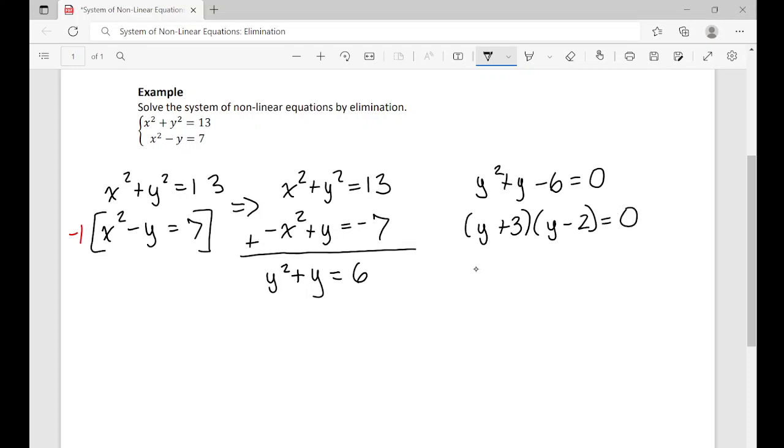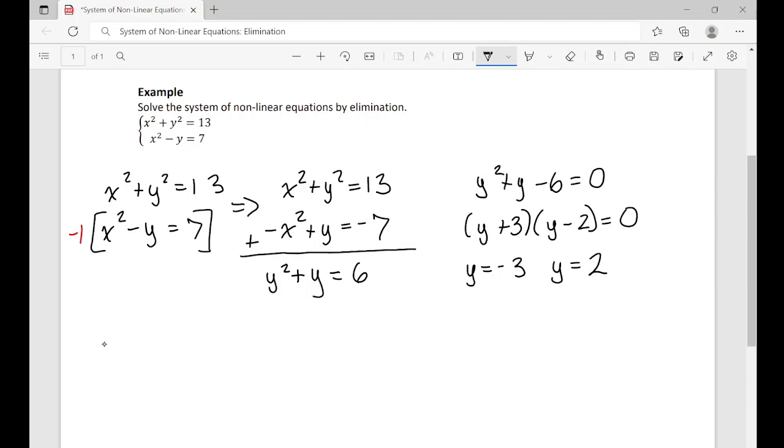And I solve both of these, I'm going to end up getting y equals negative 3 and y equals positive 2. So that's what y equals, but now I need to know what x is, because a system of nonlinear equations have ordered pair solutions. So I'm going to take negative 3 and plug it back into either one of these. Probably going to do the second one, I think it's a little bit easier.